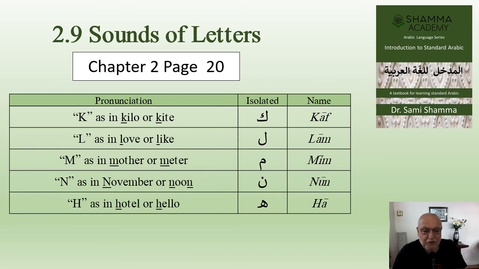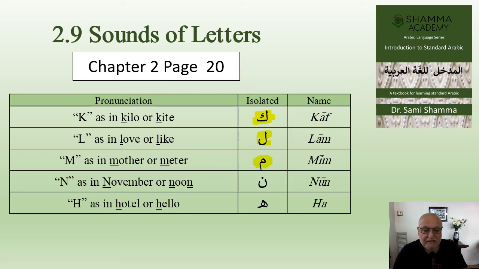This set is good news because all these letters exist in the English language. The next letter we have is the letter K. K as in kilo, kite, kill. The next one is the letter L. La as in love, like, Lima. The next letter is the letter Ma as in mother, meter, mic, and so forth.